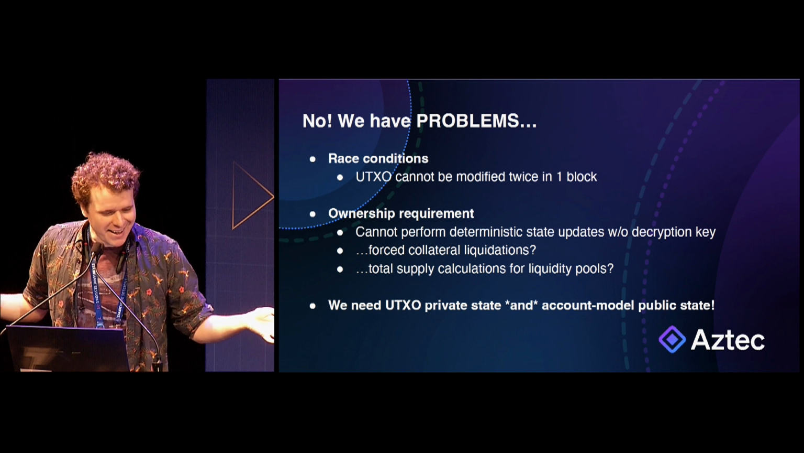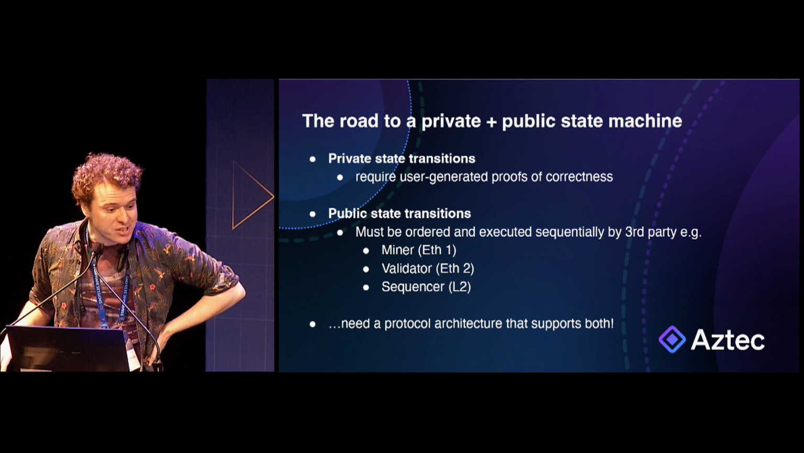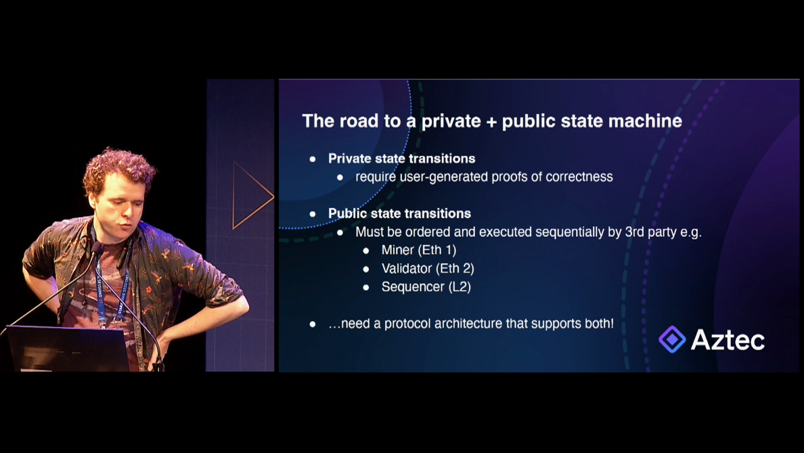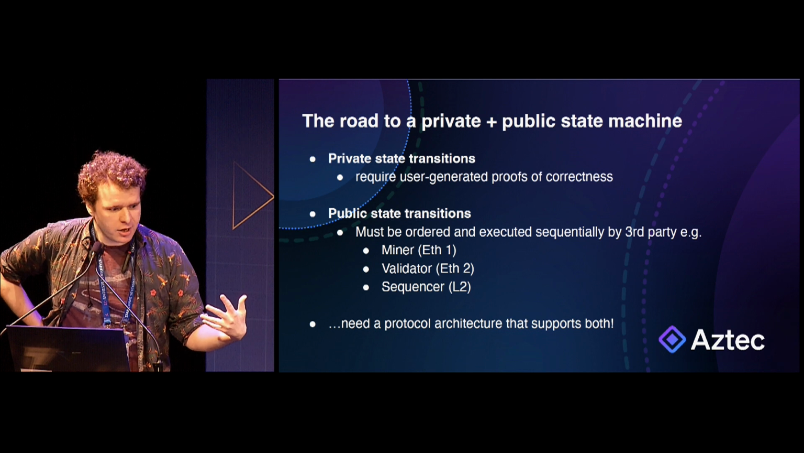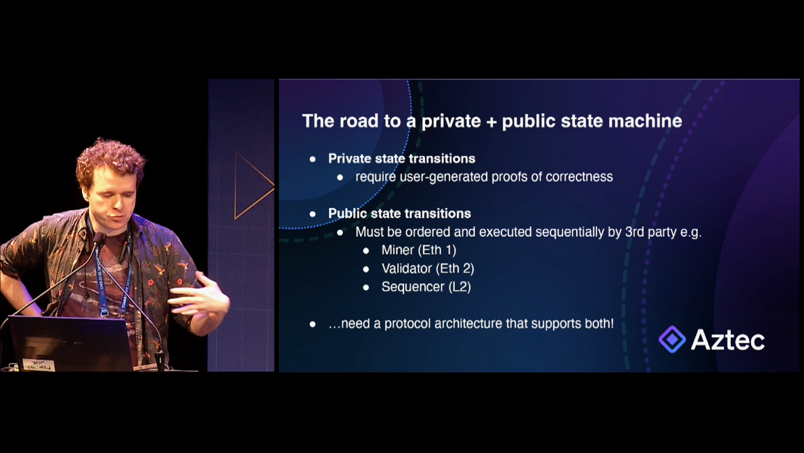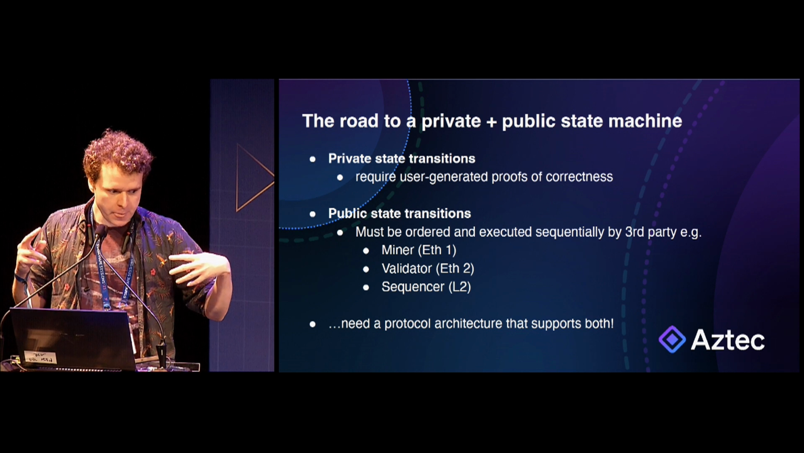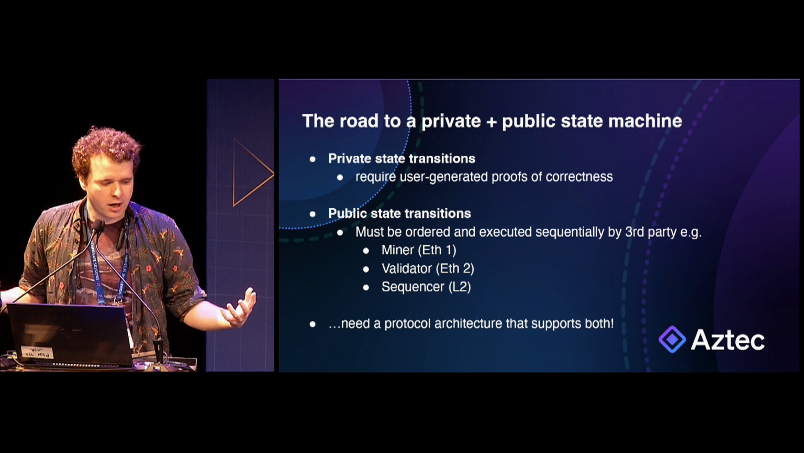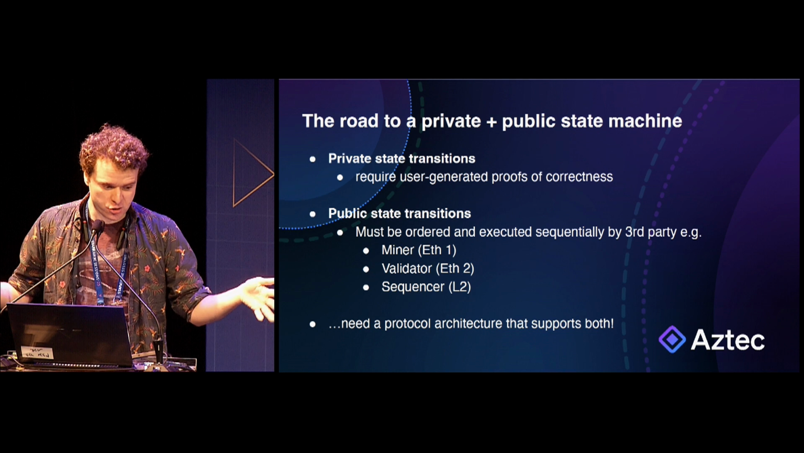And that, again, creates some knock-on problems. So how do you make a public and a private state machine? Well, that's tricky, because if you want to think about private state transitions, because everything's encrypted, then you need proofs of correctness generated by the user to prove the correctness of any state transition. But for public state transitions, where you have an account model-based state, those transactions must be ordered and executed sequentially by a third party.